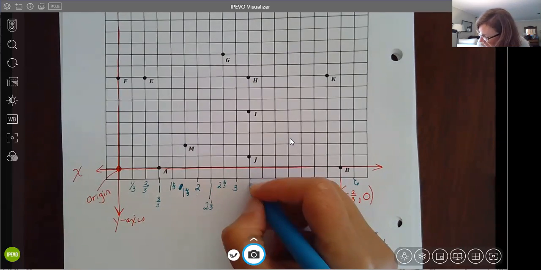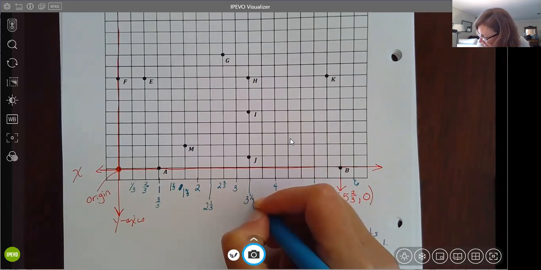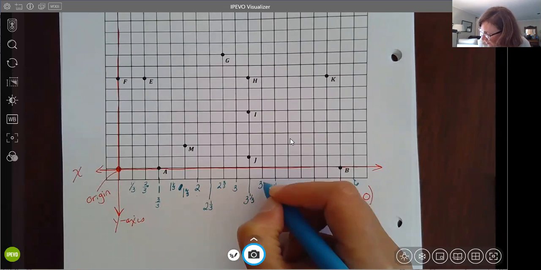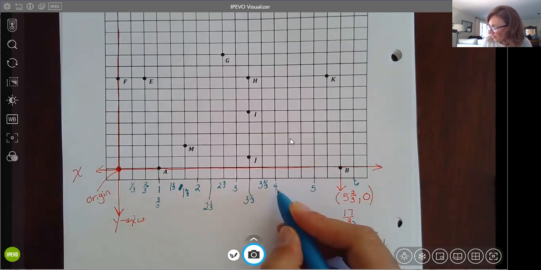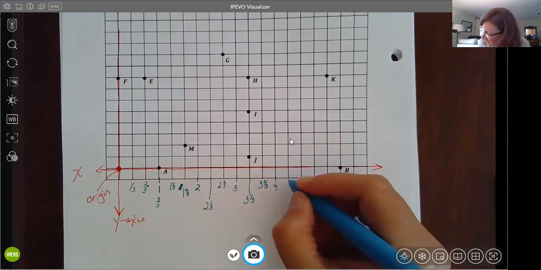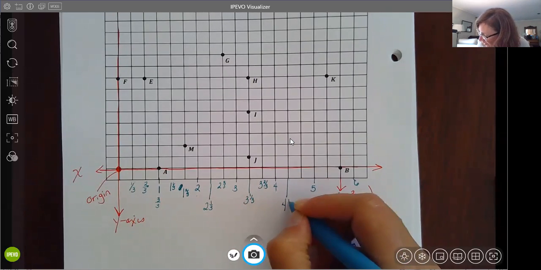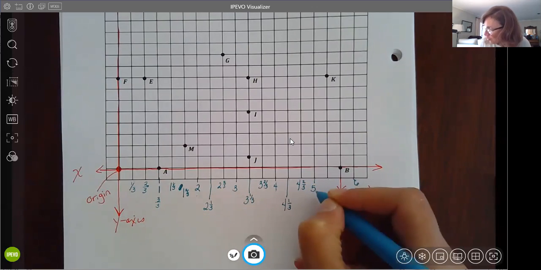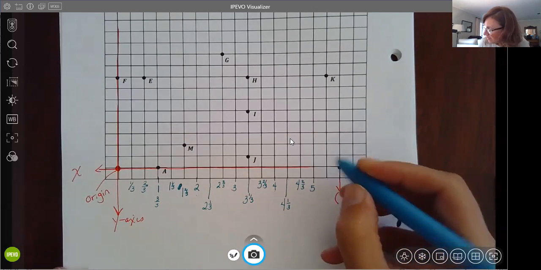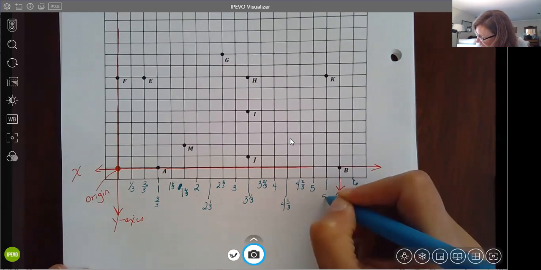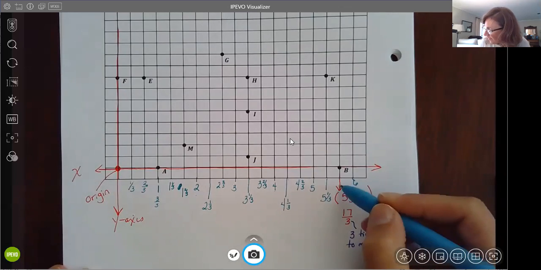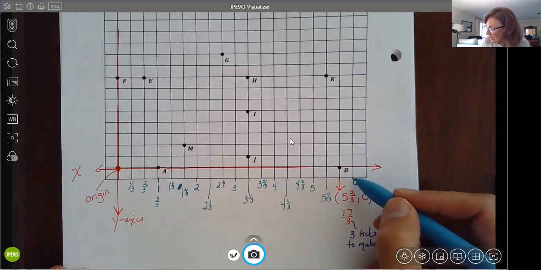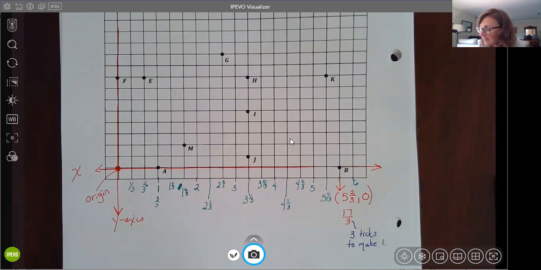So this is 3 1/3. This is 3 2/3. If we add one more third, we're at 4. So this is 4 1/3. This is 4 2/3. If we add one more, we're at 5. So 5 1/3, 5 2/3, which you already knew, and then 6. So it asks us to label the numbers along the x-axis.